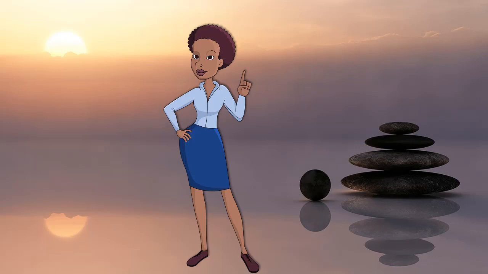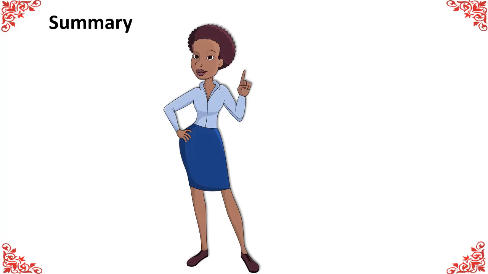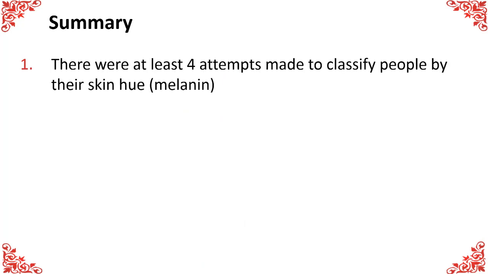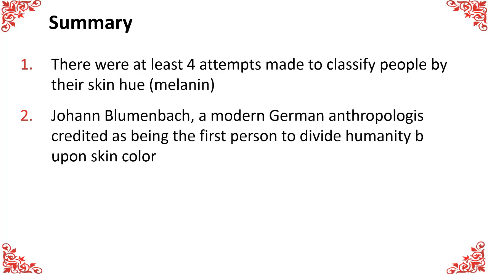So let's summarize what we just learned before moving to our last talking point. Did the ancient world classify people by skin color? We learned in talking point 2, between 2 encyclopedias and the findings of author researcher Rudolf Windsor, that there were at least 4 attempts made in the 17th and 18th century to classify people by their skin hue or melanin. However, Johann Blumenbach, a modern German anthropologist, was credited as being the first to divide humanity based upon skin color.